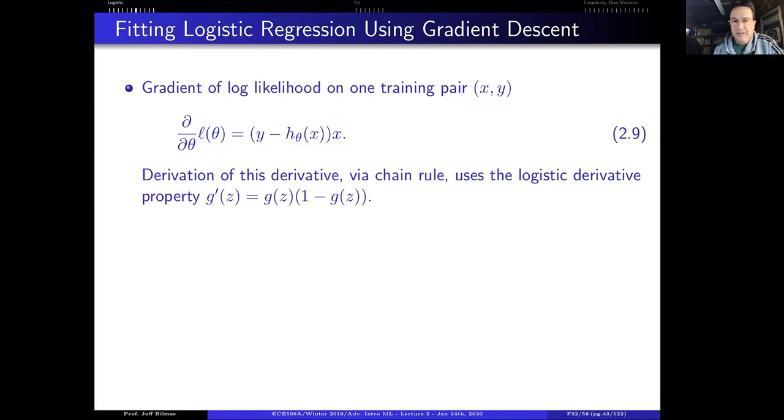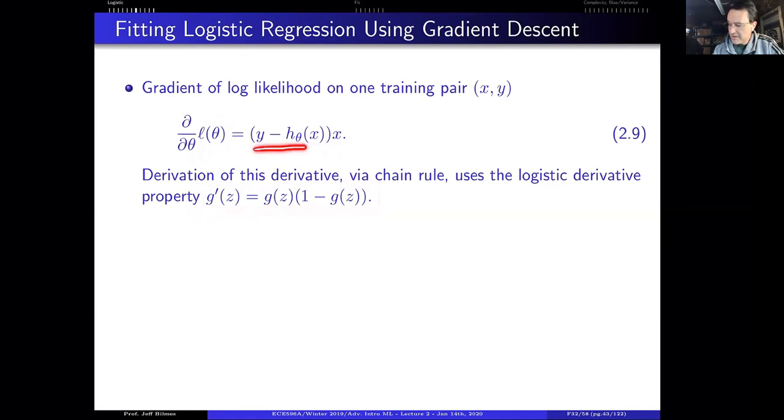Now, I'm not going to go through the algebra to do this. It's just a little bit of algebra, but I can say that the derivation of this derivative uses the property of the gradient of the sigmoid function. Because of that property, this gradient becomes something relatively simple. It's something that we have.